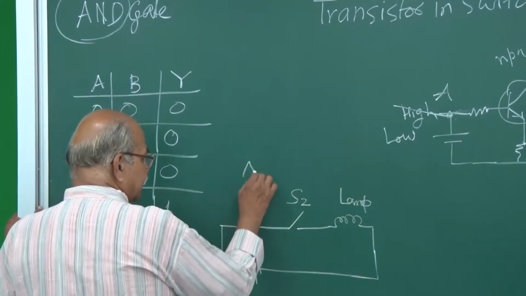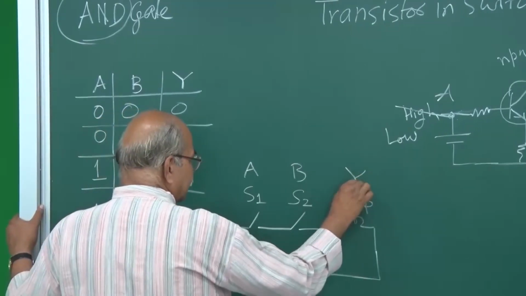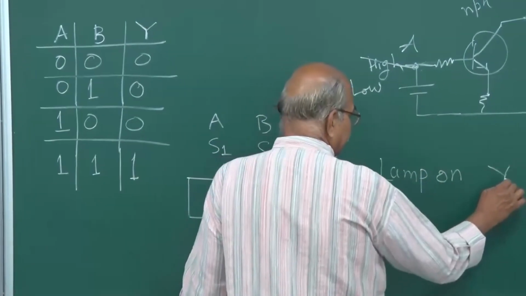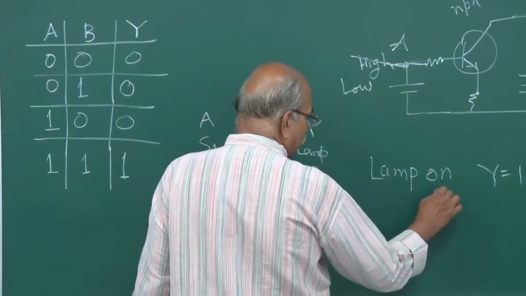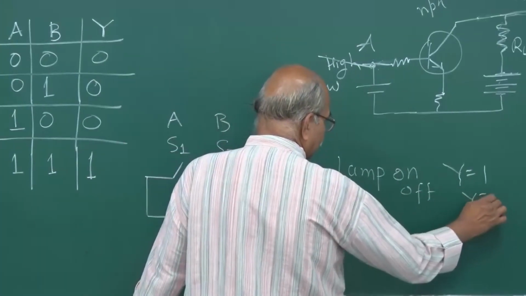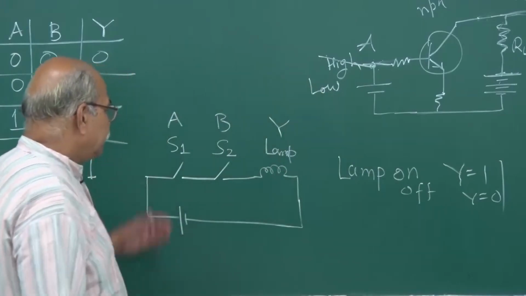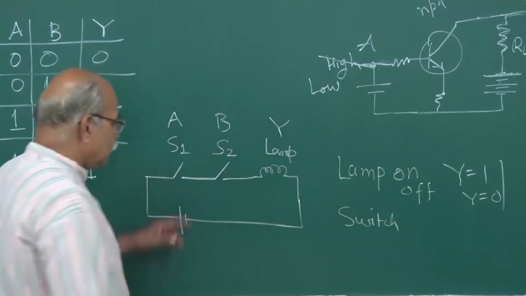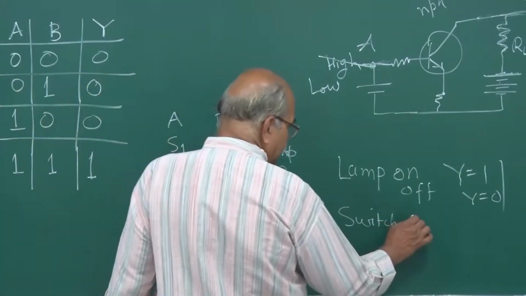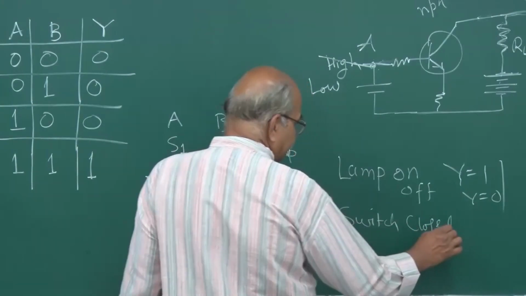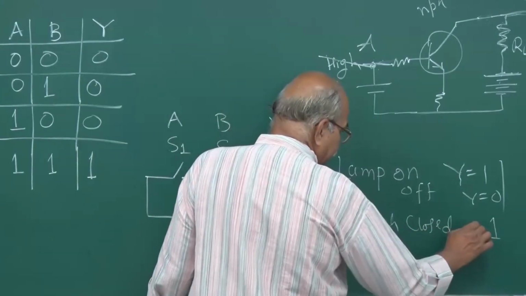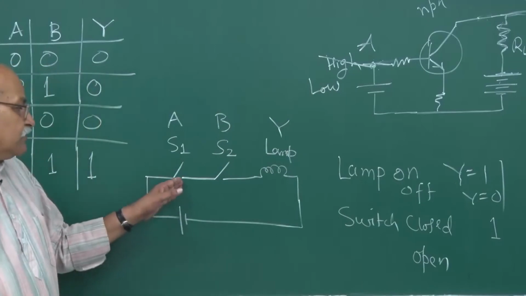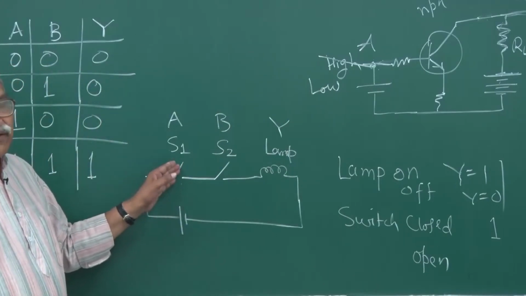You can treat the switches as A and B, and the lamp as Y. Lamp on means Y is equal to 1, and lamp off means Y is equal to 0. That is the output, and the inputs are the switches. If a switch is closed, meaning connected, we will call that 1. If the switch is open, as shown in this figure, we will call that 0.